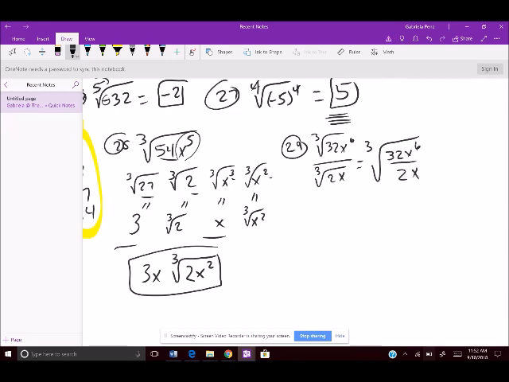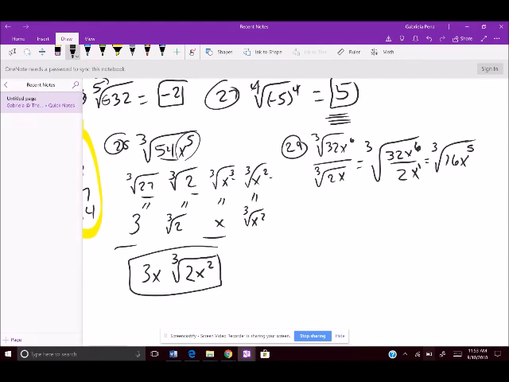The question here is, can 32 be divided by 2? Yes. What does it become? So this becomes the cube root of 16x to the 5th. Does everybody understand where 5 came from? Yes, the 6 minus this one.